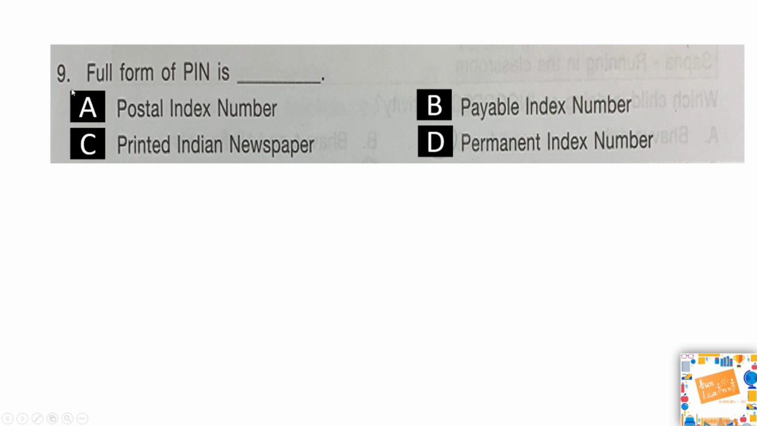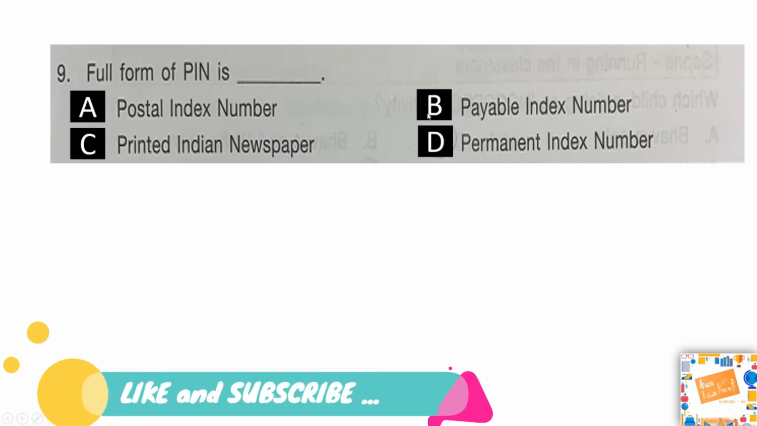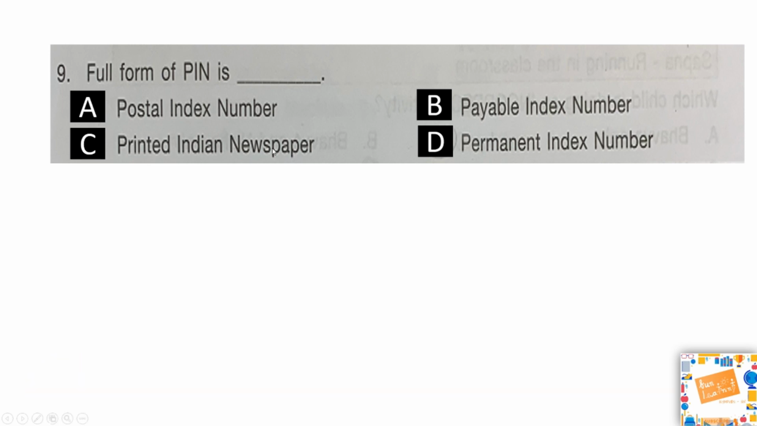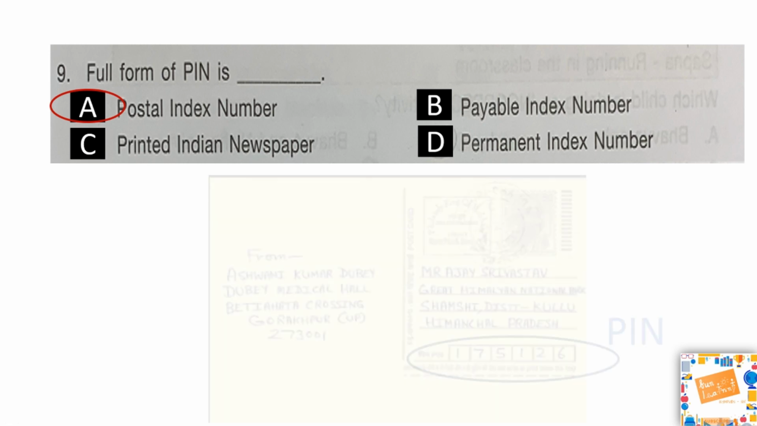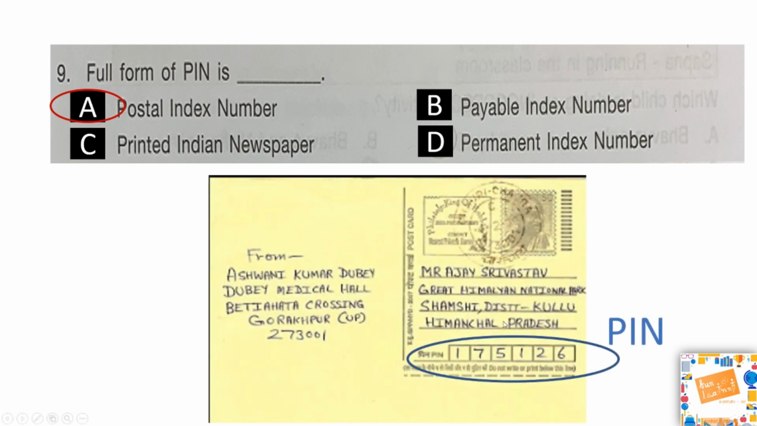Question number 9. What is the full form of PIN? Is it A, postal index number? Is it B, payable index number? Is it C, printed Indian newspaper? Or is it D, permanent index number? Think about it and choose the right answer. Well, I hope you've clicked on option A, postal index number, because that is the correct form of a PIN, which you generally see in your letters somewhere here.